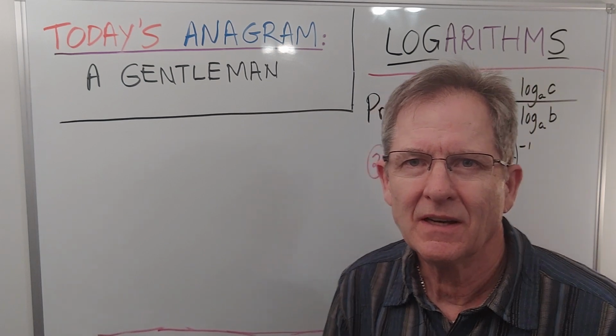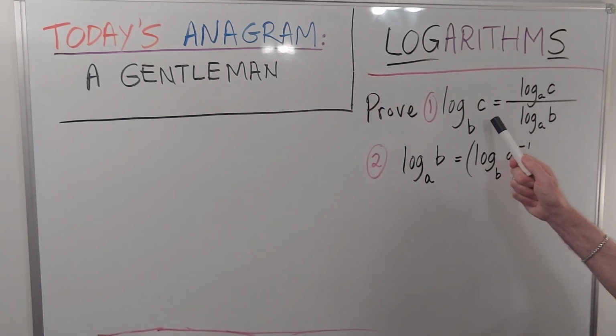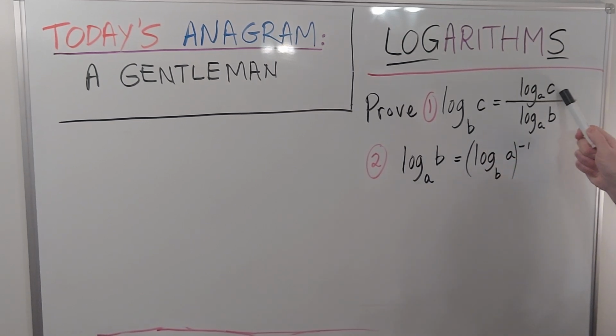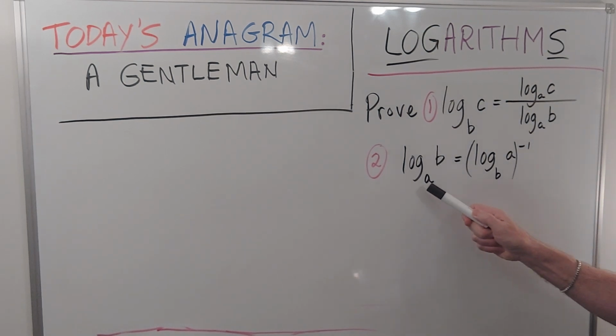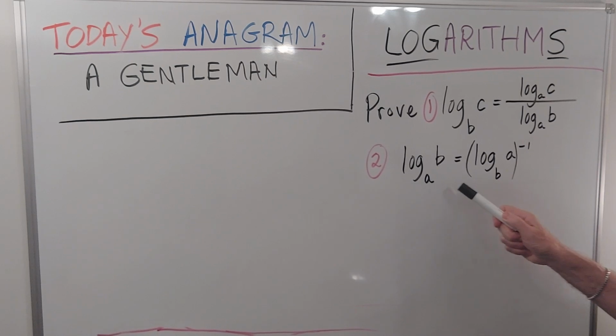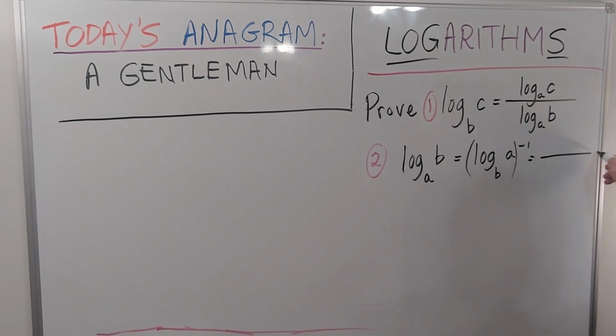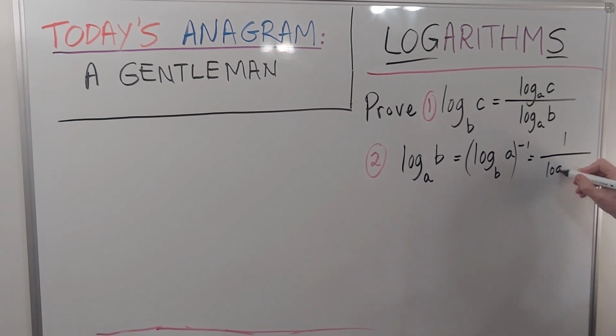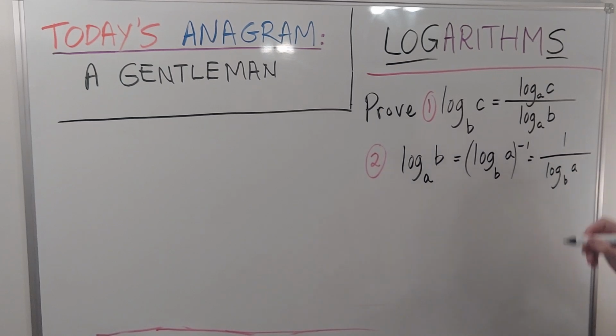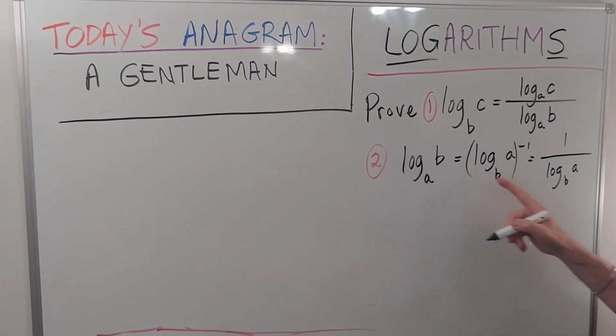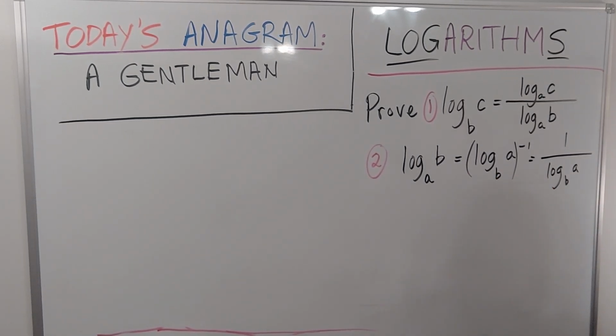In this video, I'm going to prove that the log of c to the base b is equal to the log of c to any base divided by the log of b to any base. And secondly, that the log of b to the base a is the log of a to the base b to the negative 1, which of course means 1 over log of a to the base b. So these logs are reciprocals.